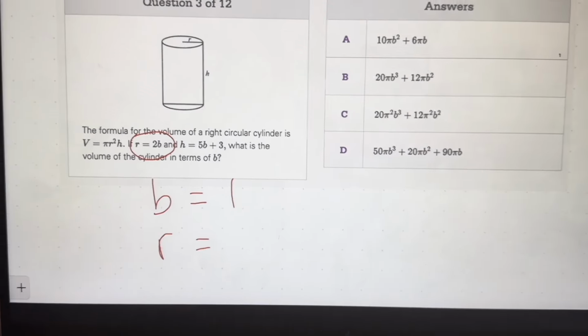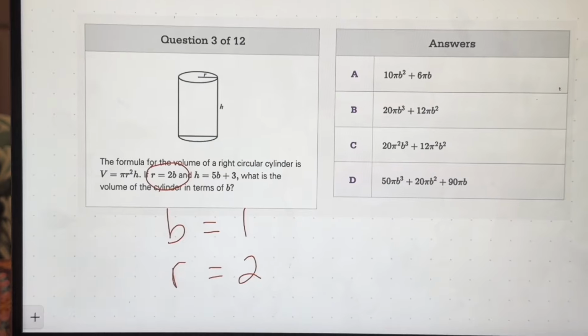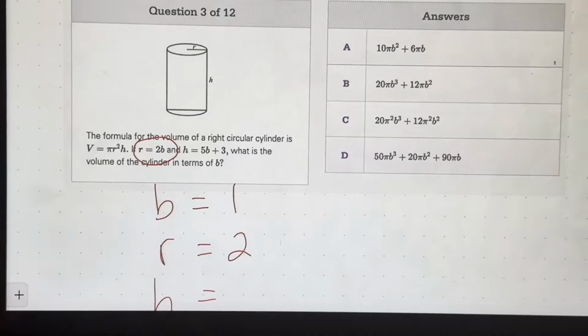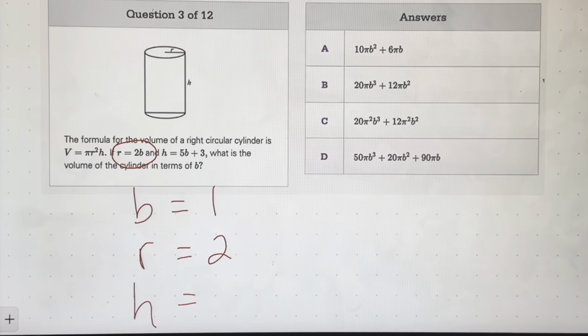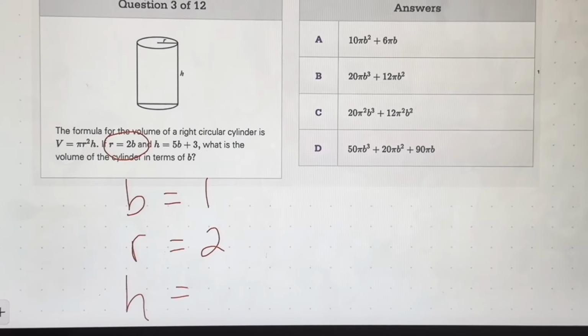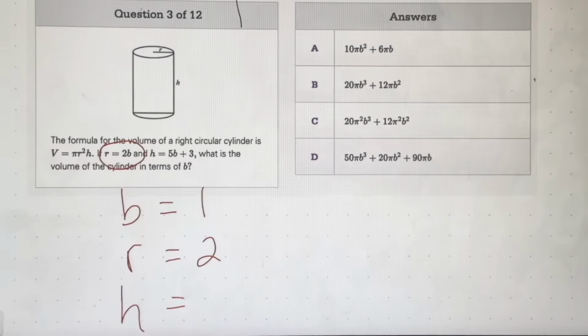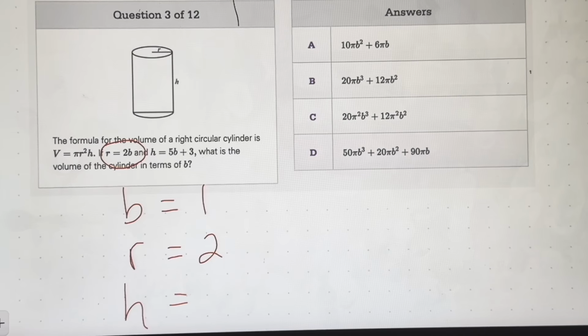2 times 1 is 2. Yeah, R is 2. Does that make sense? Yeah. And what's H? H equals 5B plus 3. So what's H if B is 1, which it is?